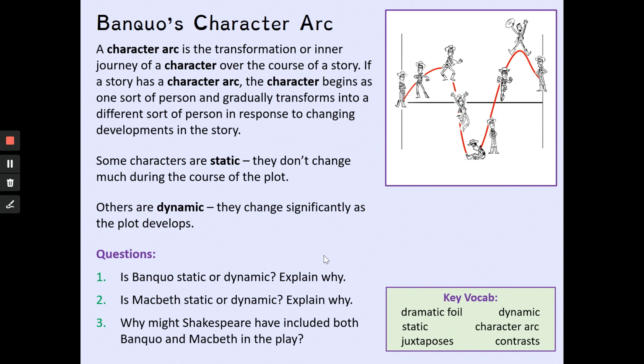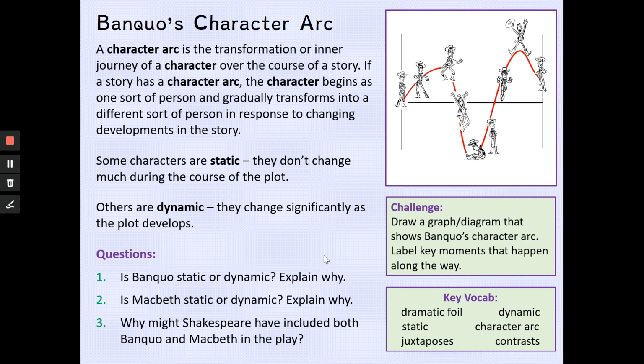There's some key vocab that you might want to use when answering those questions. And remember, this is really stretch and challenge stuff for grade 7+. And then when you finish that, a challenge and maybe quite a helpful thing for you to do at a later stage, maybe as a revision exercise, is to draw a graph or diagram like this that shows Banquo's character arc and label the key moments that happen along the way.